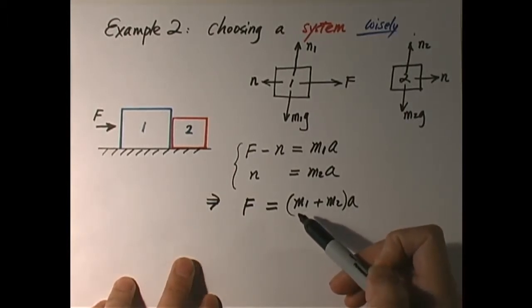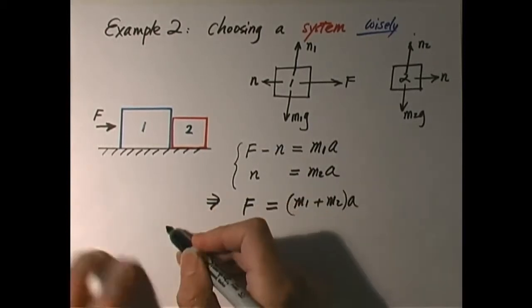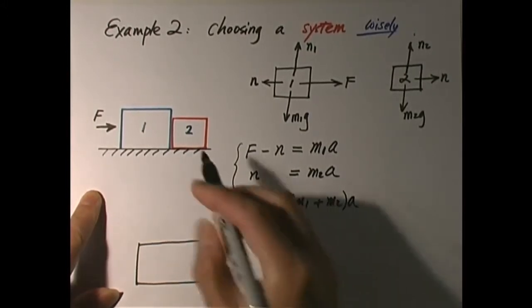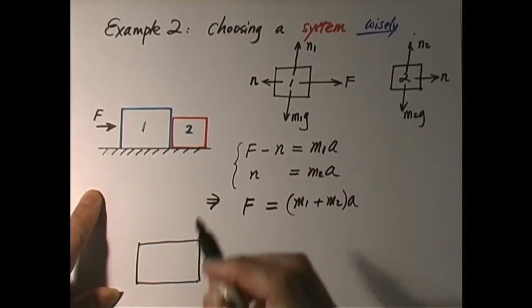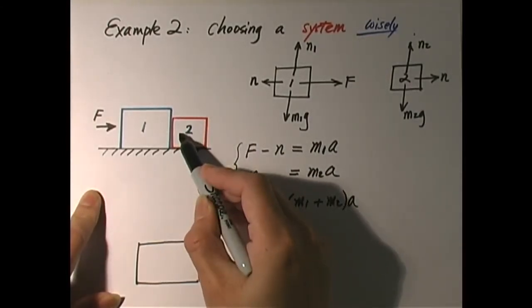We can just put them together into the same system. And if we did that, then what happens is that we have a whole object, which is 1 plus 2. It consists of both of them. Let's draw a free body diagram for that guy. Do I still have to consider the force between 1 and 2?